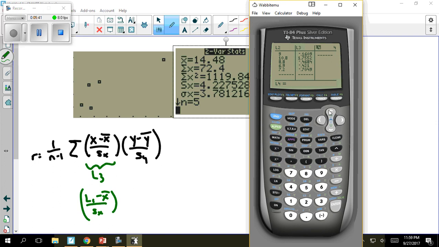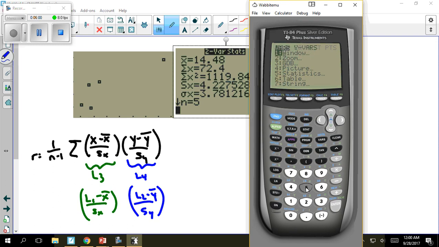Do the same idea on L4, except it's with Y and Y bar. So this is going to be L4 right here, which is L2 minus Y bar over S of Y. So I'll type that here, L2 minus Y bar divided by S of Y. I've also noticed that some students forget to put that divided by symbol right there. I guess they type the parenthesis and think that's good enough. Of course it's not. Hit enter.